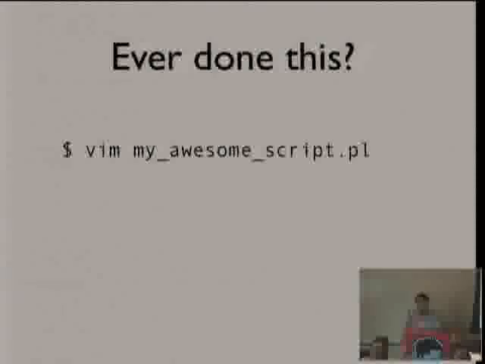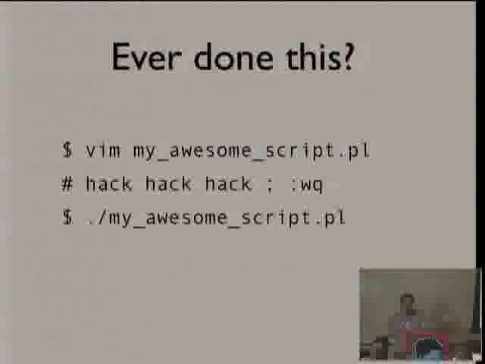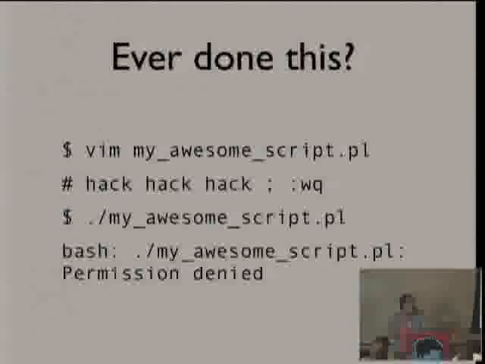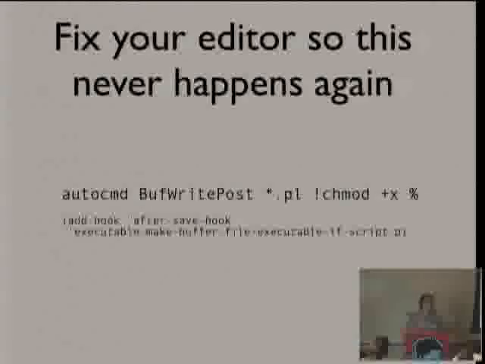All right, so who's done this, right? You open up Vim, you write your awesome script, hack, hack, hack, save it, go to run it. Oh, sad trombone. And then you have to go in and manually chmod it. Well, don't do that. Every editor you can configure so that if you're editing a script, it automatically sets the execute bit for you. The top line, the auto command, will do it for Vim. The bottom, much longer, more verbose line will do it for Emacs.